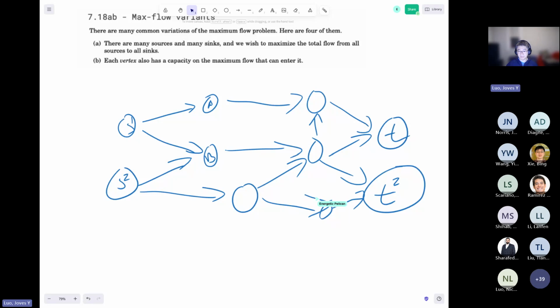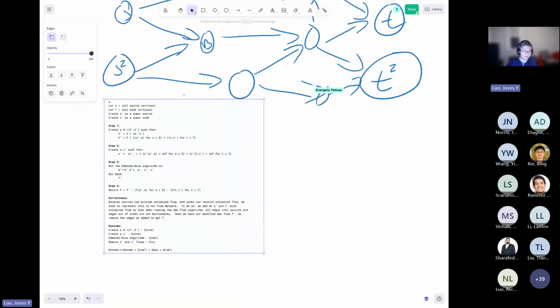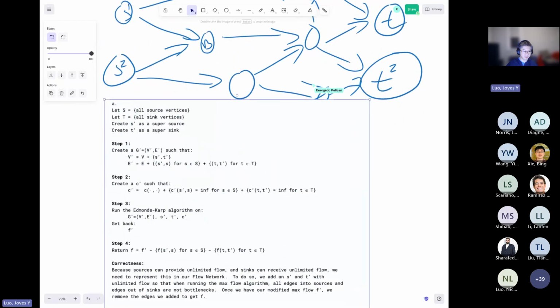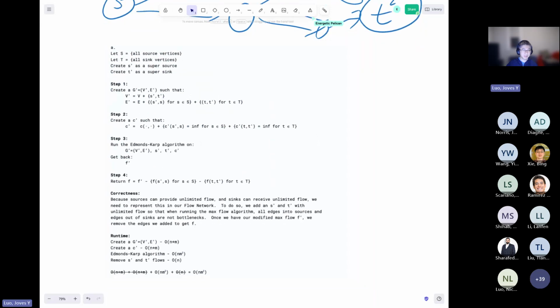This is going to look a little difficult. If I was to rewrite this, I'd probably write it a little bit more narratively. But at the time I was writing this, I thought writing it all out in symbols and math notation was easiest. We're going to let S be all source vertices, and let T be all sink vertices, and we create S prime as a super source.